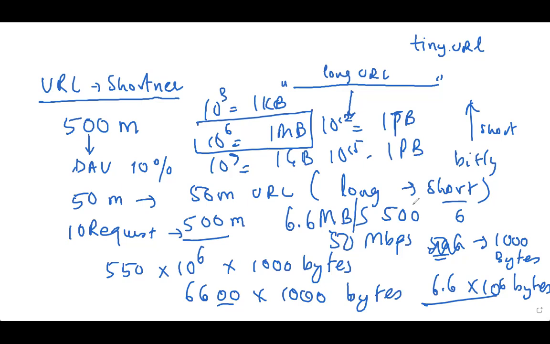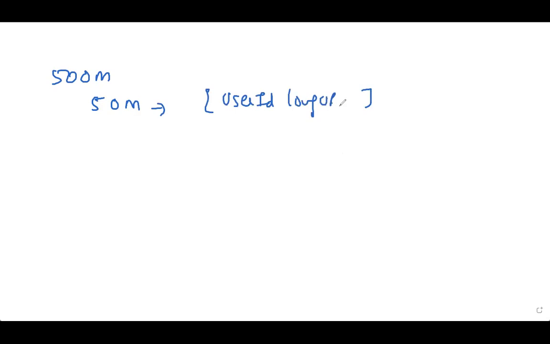From the number of users and number of requests, we got how much data will be flowing over the system. The second thing is how fast your storage has to grow. So we have 500 million users, and every day we get 50 million new URLs to be created. Each URL stores the user ID, long URL, and short URL. That's the bare minimum you store. So let's say you store 500 bytes per user.